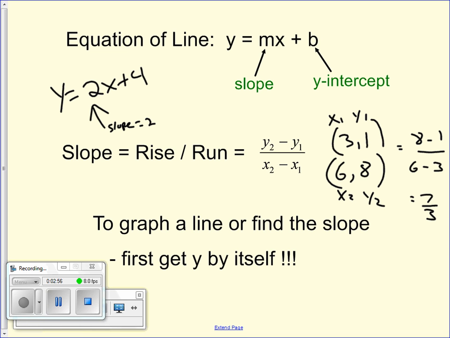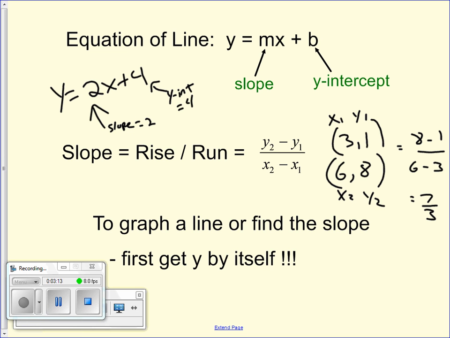Okay? And then the number on the end is the y-intercept. So in this example, the y-intercept is 4. So from an equation, I can find the slope and the intercept. Make sense? Yeah. Okay, good.